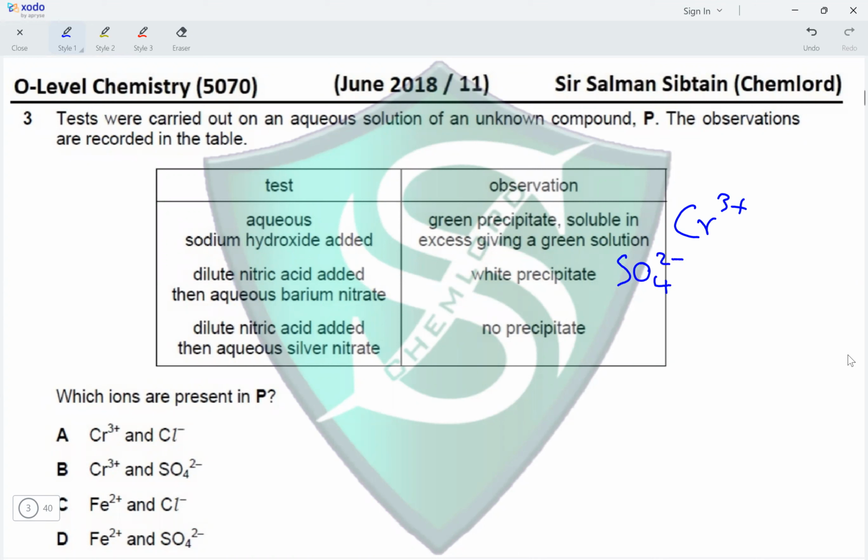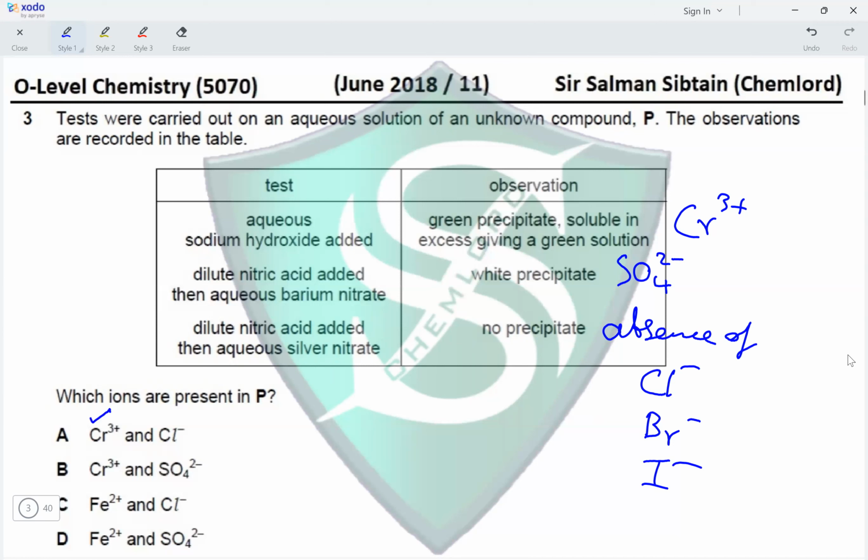Because if sulfite ions were there, then this would not have given a white precipitate since we added the acid before addition of barium nitrate. And the last test, dilute nitric acid, then aqueous silver nitrate. No precipitate, absence of chloride, bromide, and iodide ions. So, which ions are present in P?